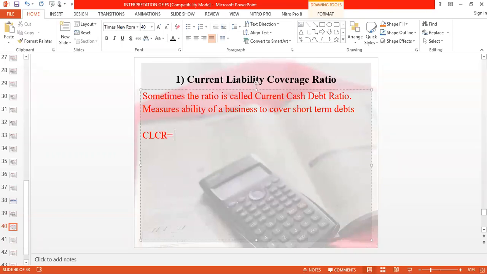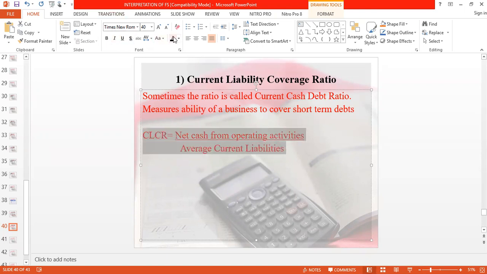Now, current liability coverage ratio is equal to net cash from operating activities. Everyone knows how to identify net cash from operating activities. You divide by average current liabilities. I think this one is under operating activities. Everyone should be familiar with that.